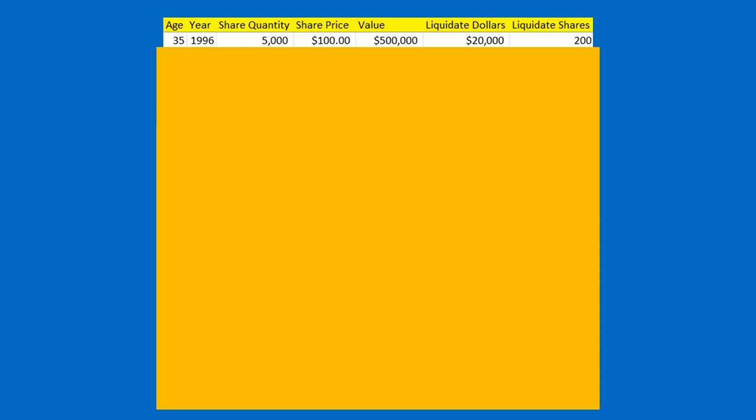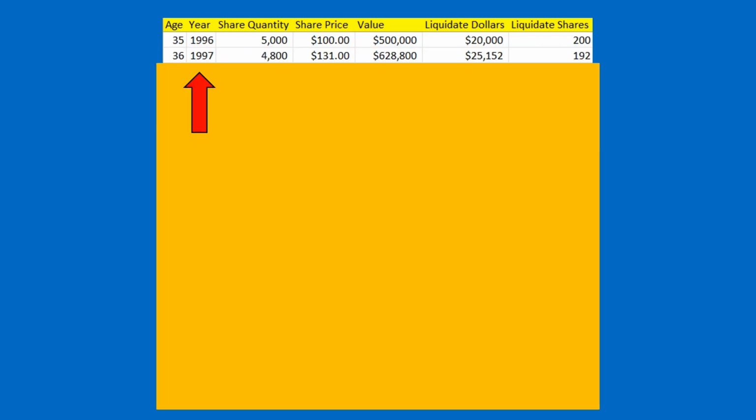Okay, second row. It's 1 year later. He's 36 now. It's 1997, and he just sold 200 shares to liquidate some money to pay bills in 1996. So he has 200 fewer shares. He started off with 5,000 shares. Now he has 4,800. But, and this is actual data, the share price column is actual data on how the S&P 500 was moving. So in 1997, the S&P increased 31%. So instead of $100 per share, his mutual fund that tracks the S&P 500 has increased 31%. It's $131 per share. So even though he has fewer shares, the value of each share is greater.